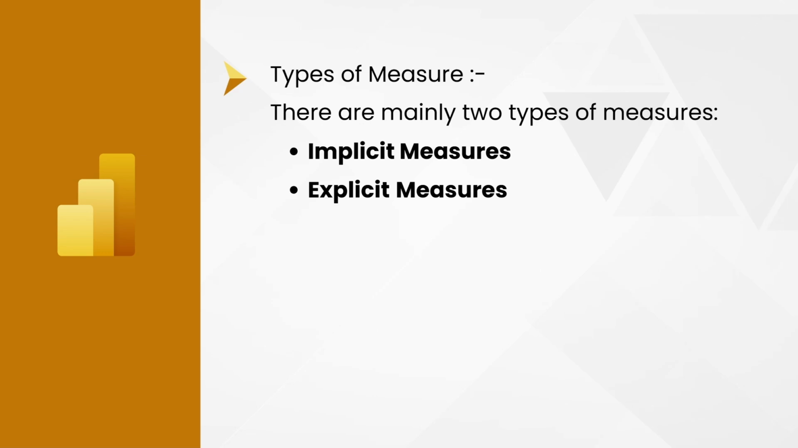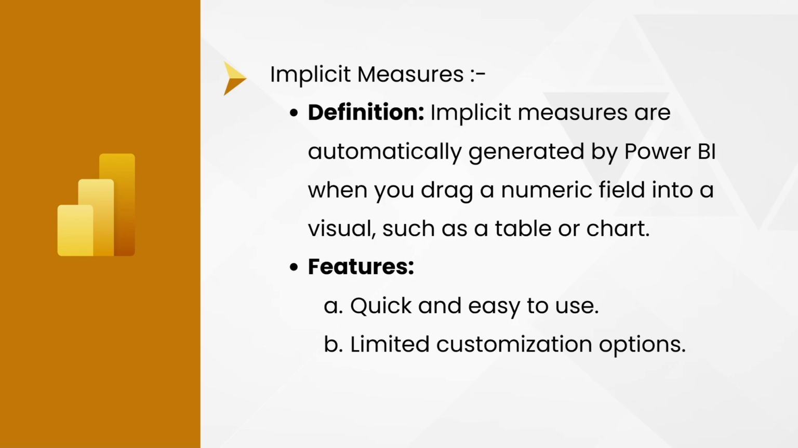Measures in Power BI can be classified into implicit measure and explicit measure. We will discuss each type in detail, starting with implicit measure. What is an implicit measure? Implicit measures are automatically created by Power BI when we drag a numeric field into a visual, such as a chart or table. The features of implicit measures are they are quick and easy to use. They don't require any manual DAX formulas. However, they offer limited customization. For example, if we drag the sales amount column into a bar chart, Power BI automatically calculates the total sales for us. This is an implicit measure.